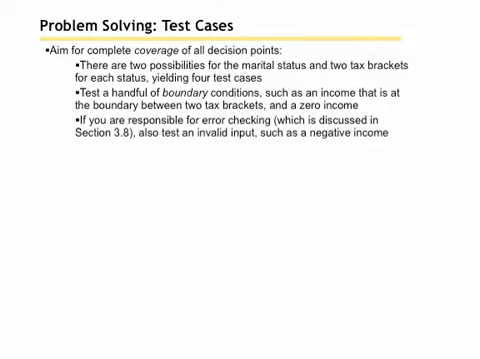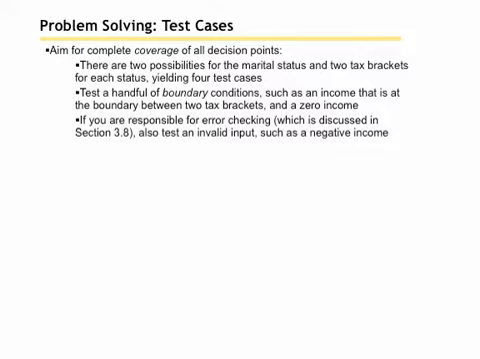Test a handful of boundary conditions, such as with our tax brackets, test 32,000, test 32,001, test 31,999. So test those boundary conditions so that you can make sure that your code, your if statements behave as you want them to. It's very common to use less than or equal to when you intend to use less than, and vice versa.